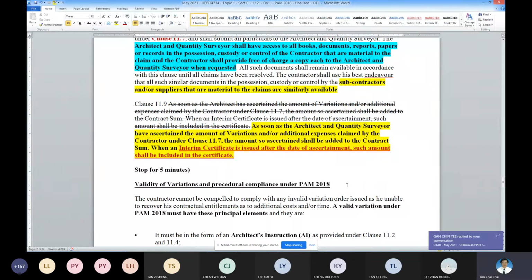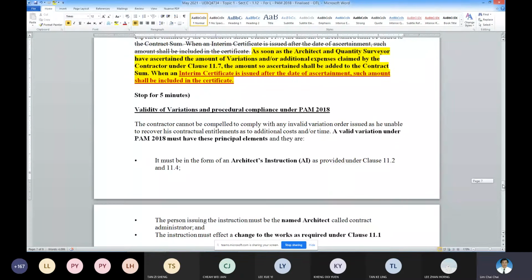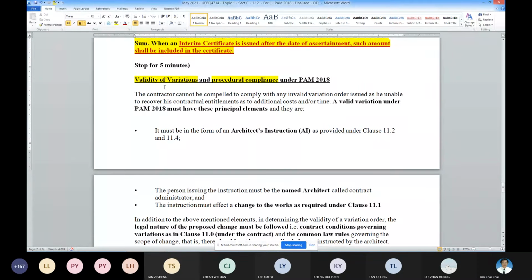Now we go on to the VO that are valid. And what are the steps to be complied? So if you are the QS for the project, on behalf of the client, these are the things that you must have to certify payment. If not, you will be in trouble. So first of all, you have to be a valid VO.